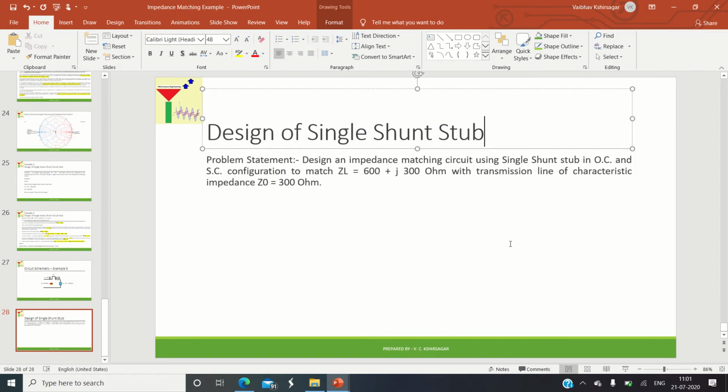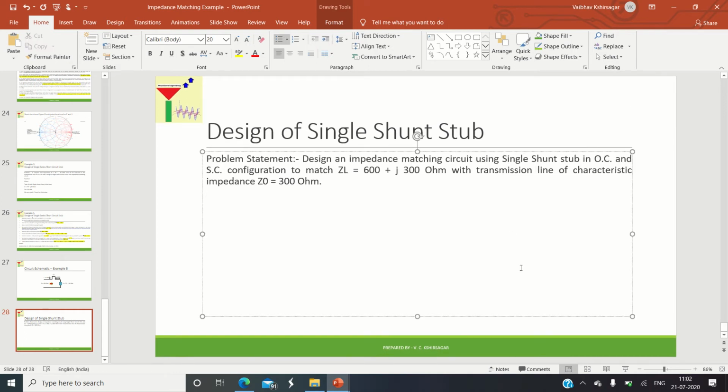The problem statement says that we need to design an impedance matching circuit using a single stub, in open circuit and short circuit configuration. For both configurations, it is asked to match the given load impedance 600 plus j300 ohm with a transmission line whose characteristic impedance is 300 ohm.